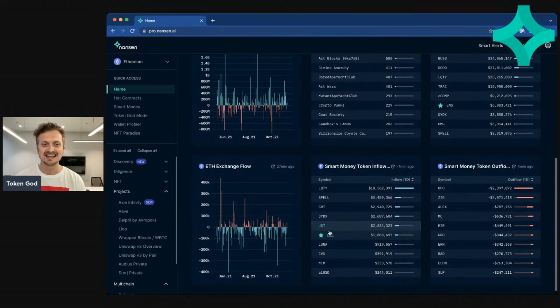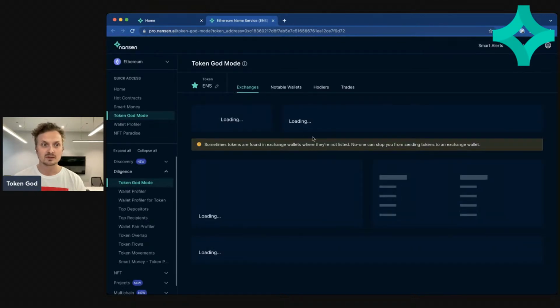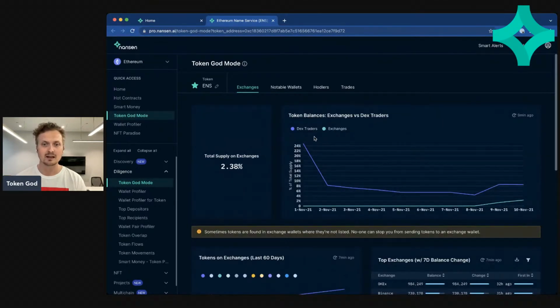You can see I've starred the ENS one because the ENS airdrop was a pretty big event that happened there. So I think we can spend a little bit of time looking at this one. And if I right click here, I can look at token god mode. In fact, I think I can just directly click on it without right clicking, and it will take me to token god mode. But some people don't know about the right clicking functionality, which is actually pretty useful.